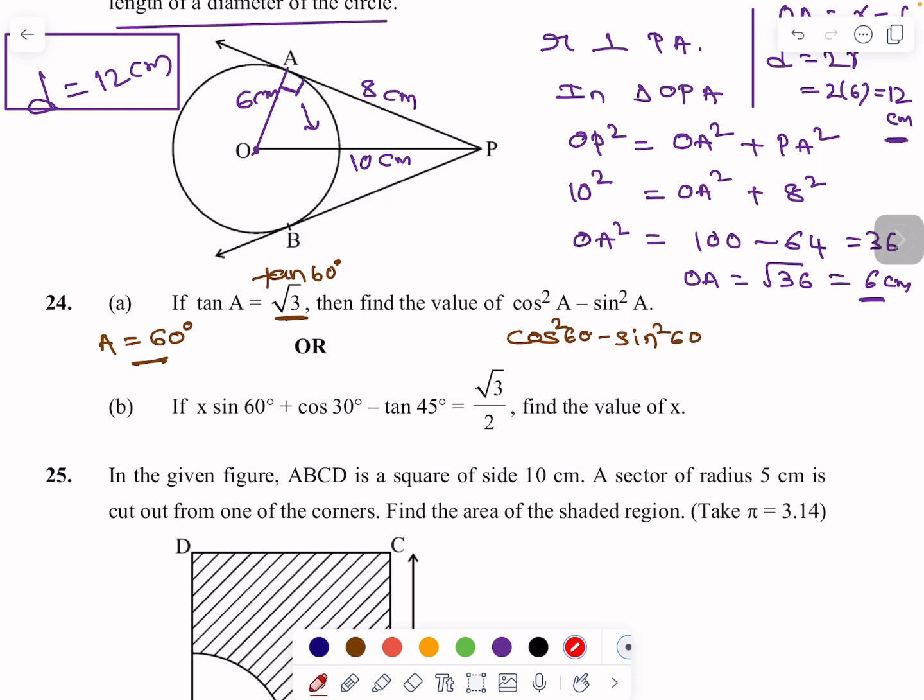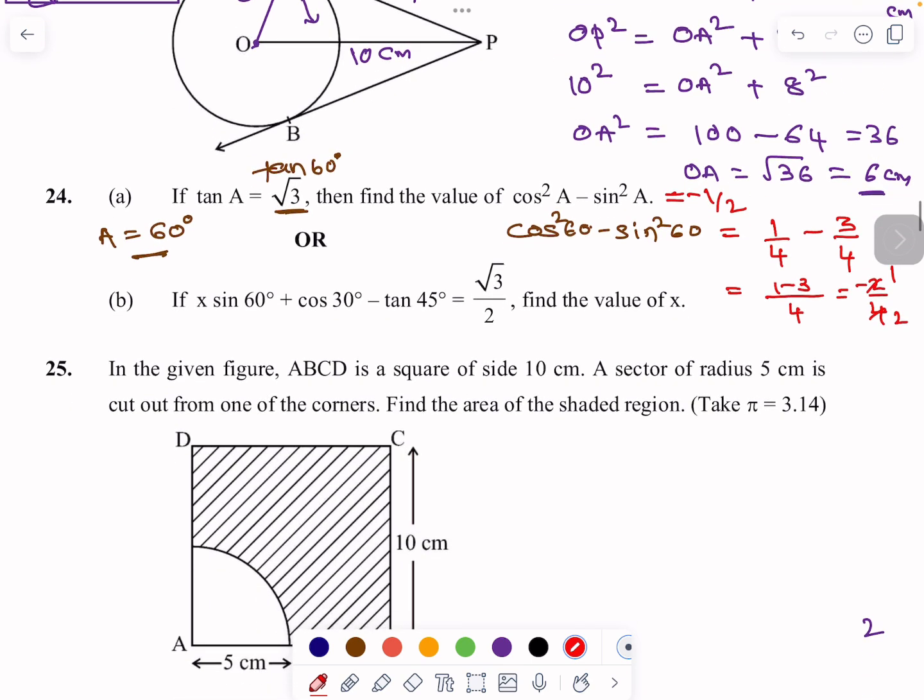What is the value of cos 60? Cos 60 is 1 by 2, so cos square 60 is 1 by 4. Sin 60 value is root 3 by 2, and root 3 by 2 whole square is 3 by 4. So 1 by 4 minus 3 by 4. If the denominator is the same, we can subtract the numerators. So 1 minus 3 is minus 2 by 4, which is minus 1 by 2. So cos square A minus sin square A value is minus 1 by 2.